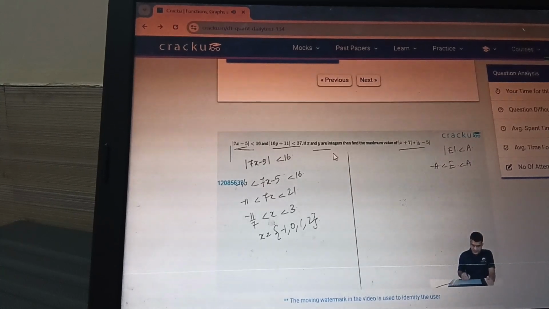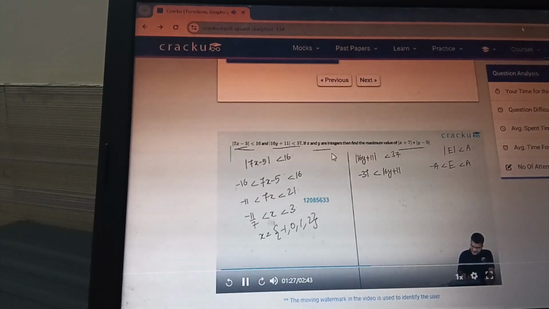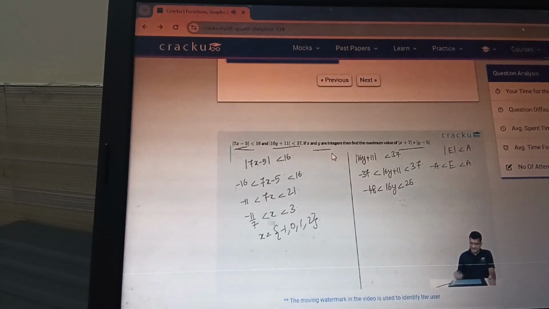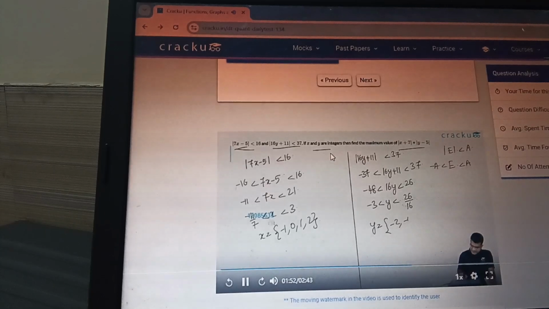Similarly, if you are looking at the second inequality, modulus of 16y plus 11 is less than 37, or 16y plus 11 will be greater than minus 37 and less than 37. Now if you subtract 11 from all the terms of the inequality, minus 48 will be less than 16y will be less than 26. Now you can divide the entire inequality by 16. So minus 3 is less than y is less than 26 by 16. We know that y is an integer, so the permissible values for y will be minus 2, minus 1, 0 and 1.